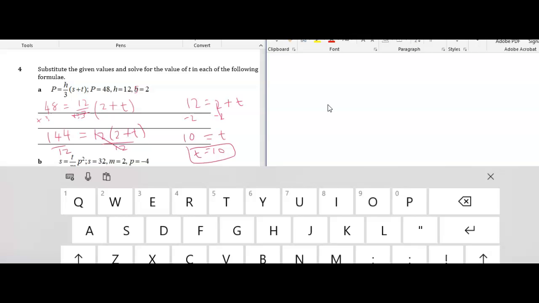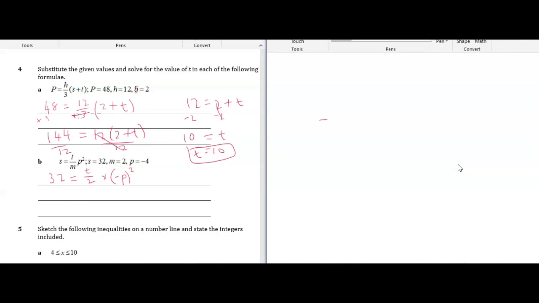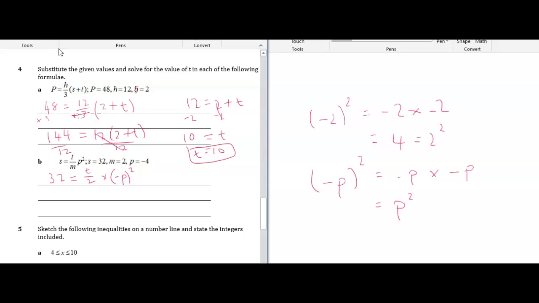If I had negative 2 squared, that's negative 2 times negative 2, which gives me a positive 4. So in this case, we've got negative p. So negative p times negative p equals p squared, just as 4 was equal to 2 squared. Okay, and I wrote p here, so I'm going to rub that out. Can I do that? We use an eraser. There we go.